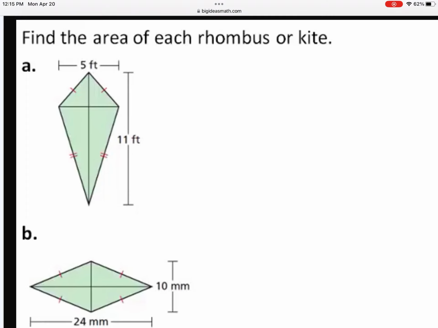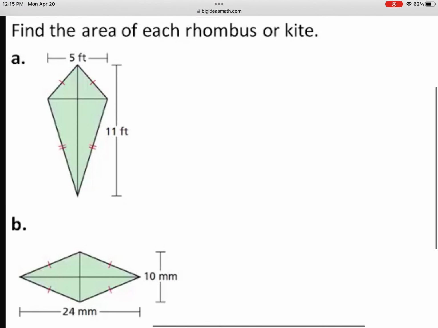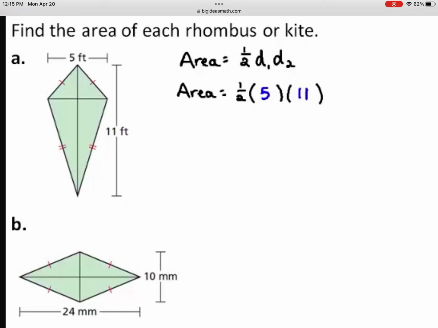Find the area of each rhombus or kite. Part A. So the equation to find the area of a rhombus or a kite is area equals 1/2 times d1 times d2, where d1 and d2 are the lengths of the diagonals. So substituting in the given information from the diagram gives area equals 1/2 times 5 times 11.